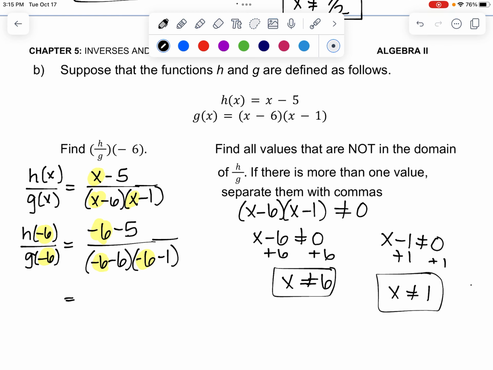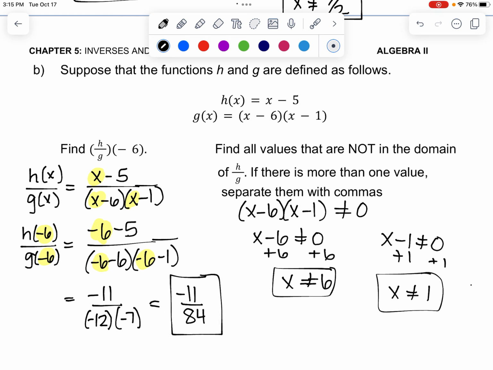Negative 6 minus 5 on the top would give you a negative 11. On the bottom, negative 6 minus 6 would be a negative 12. Negative 6 minus 1 is a negative 7. And so if you take a negative 12 times a negative 7 in your calculator, that would give us an 84. And so this comes out to be an evaluation of negative 11 over 84.